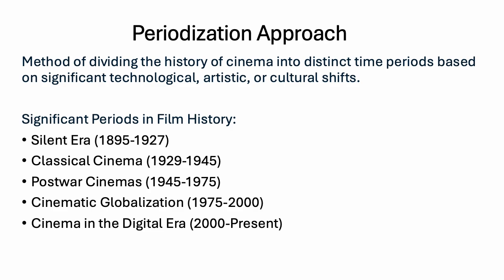So we're going to look at the silent era, which started in 1895 and ended in 1927. Moving on to the classical cinema, which is also known as the sound era, starting in 1929 and moving into 1945. Then we have the post-war cinemas that were from 1945 to 1975. And there's cinematic globalization from 1975 to 2000. And cinema in the digital era, 2000 to the present.